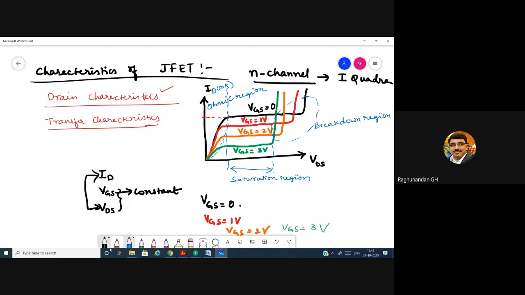In the same way, in JFET also there are three regions of operation: ohmic region, saturation region, and breakdown region. In the ohmic region, the current keeps on increasing; there is a variation of the current. But in the saturation region, the current is maximum and constant. In the breakdown region, it goes beyond the limit and is uncontrollable.